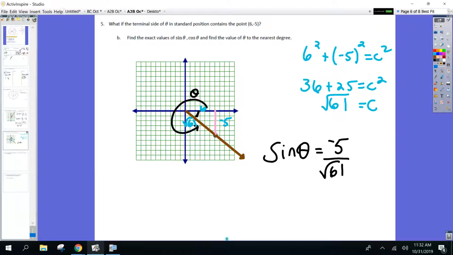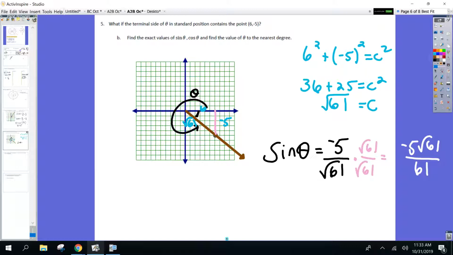Hey, doesn't that make sense? Guys, what quadrant are we in? 4, and we just found sine. What should we have known about it? Yeah, there it is. It's negative. But now we still have to have some self-respect. No radical in the denominator. So how do I get rid of the radical in the denominator? Multiply top and bottom by square root of 61. So finally here, the sine is equal to negative 5 radical 61 over 61. Radical times itself is the number underneath.